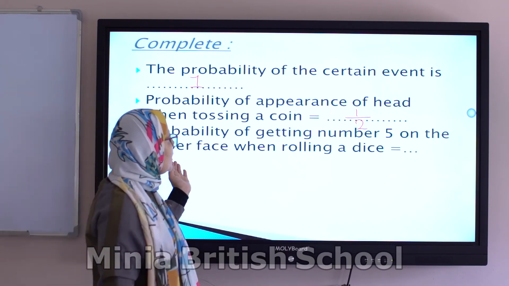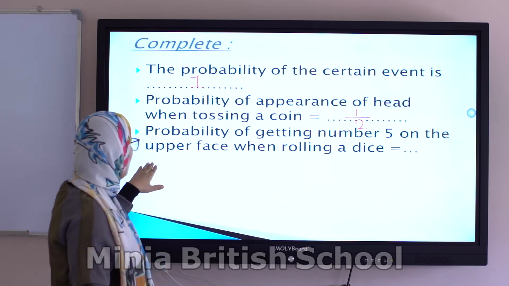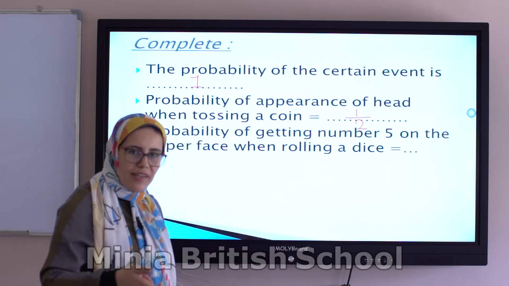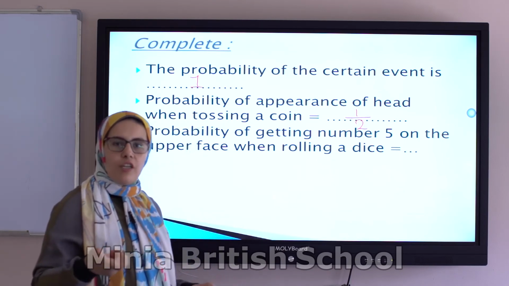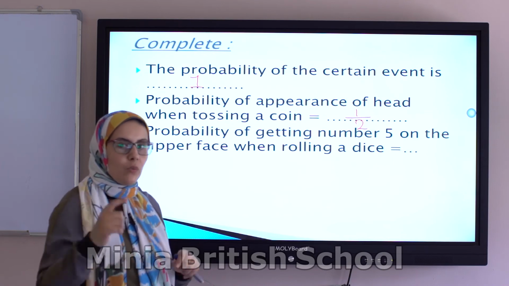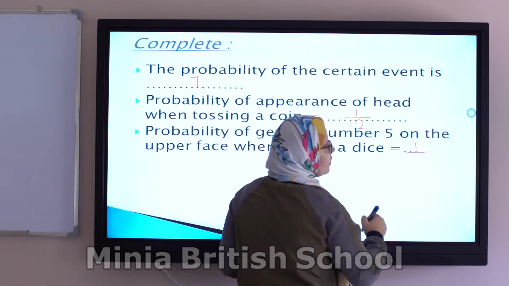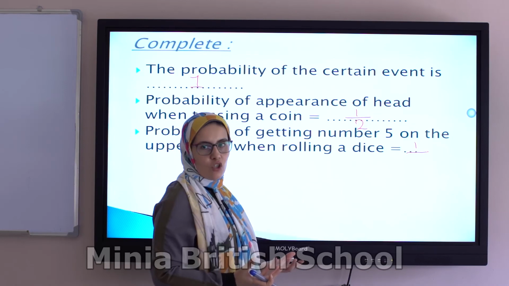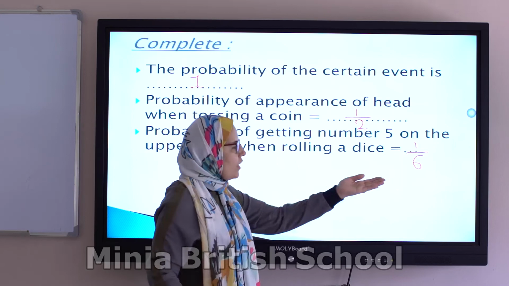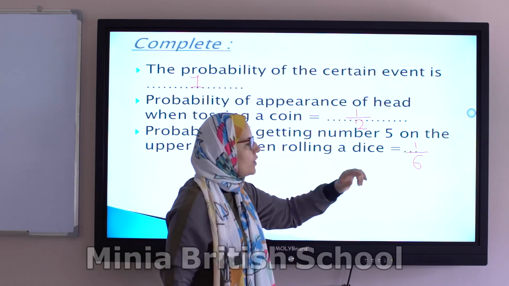Here, the probability of getting number 5 on the upper face when you're rolling a die. We said before, when you're rolling a die, how many times can we get 5? Actually, 5 will appear only once. We have only one 5 in this die. 1 over how many sides do we have in the die? We have 6. So all the possible outcomes are 6. So here I will write 6. How many 5s in this die? 1. So it will be 1 over 6. That's it.